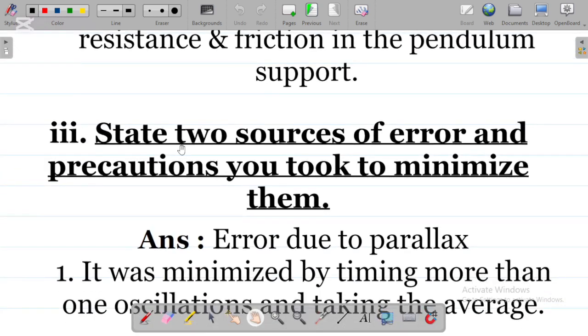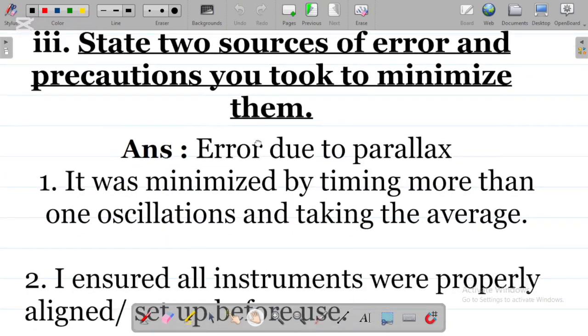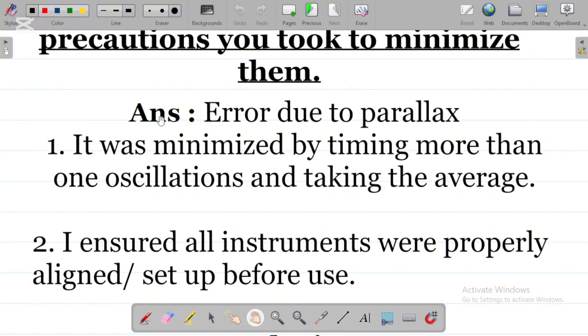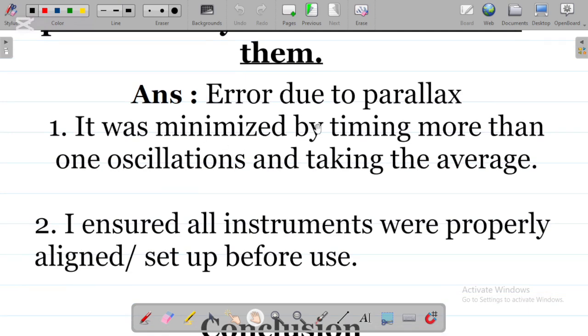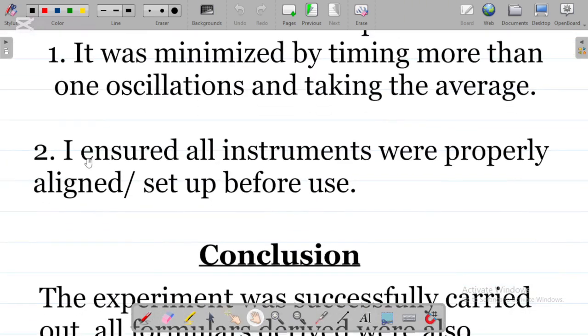Three. State two sources of error and precautions you took to minimize them. The answer is error due to parallax. It was minimized by timing more than one oscillation and taking the average. I also ensured all instruments were properly aligned and set up before use.